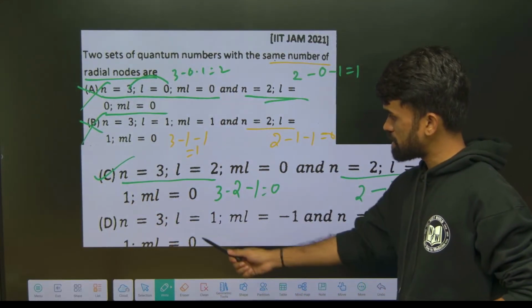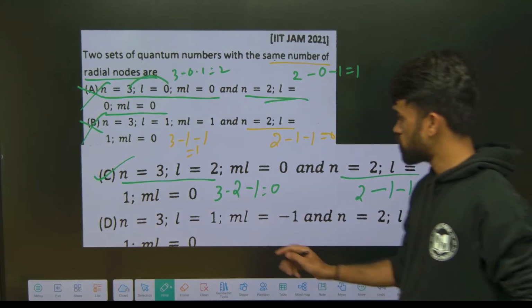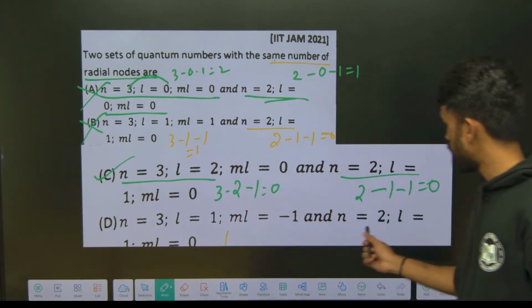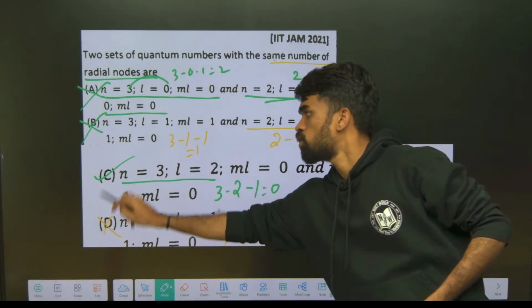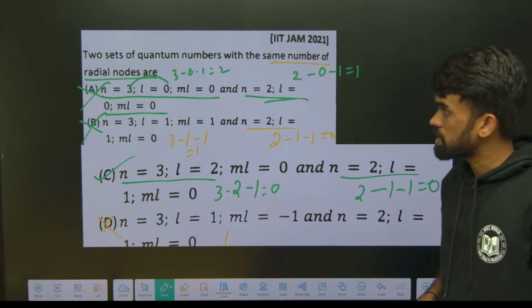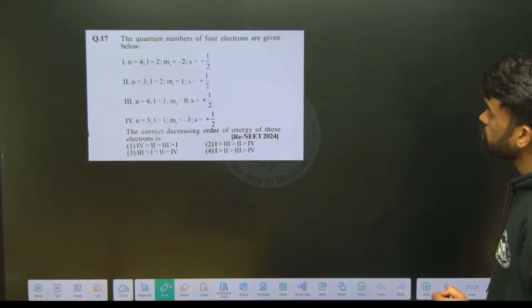Next check D: 3 minus 1 minus 1 is 1 here, and in this case 2 minus 1 minus 1 is 0, so this is also incorrect. So only option C is the correct answer for this question. Clear now? Next, try to solve this question.